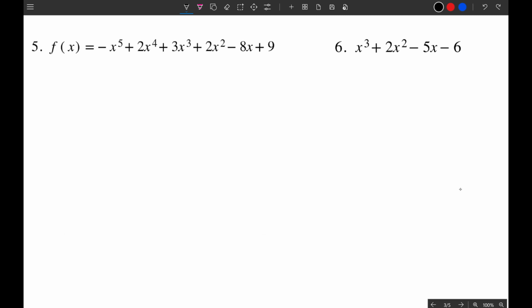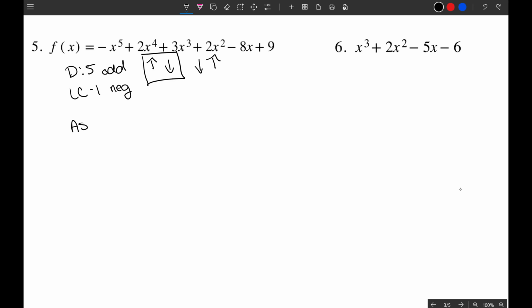Number 5, we are in order. Our degree is 5, which is an odd number. So I'm either up and then down or down and then up. My leading coefficient is -1, which is negative. So we'll end on a negative note.